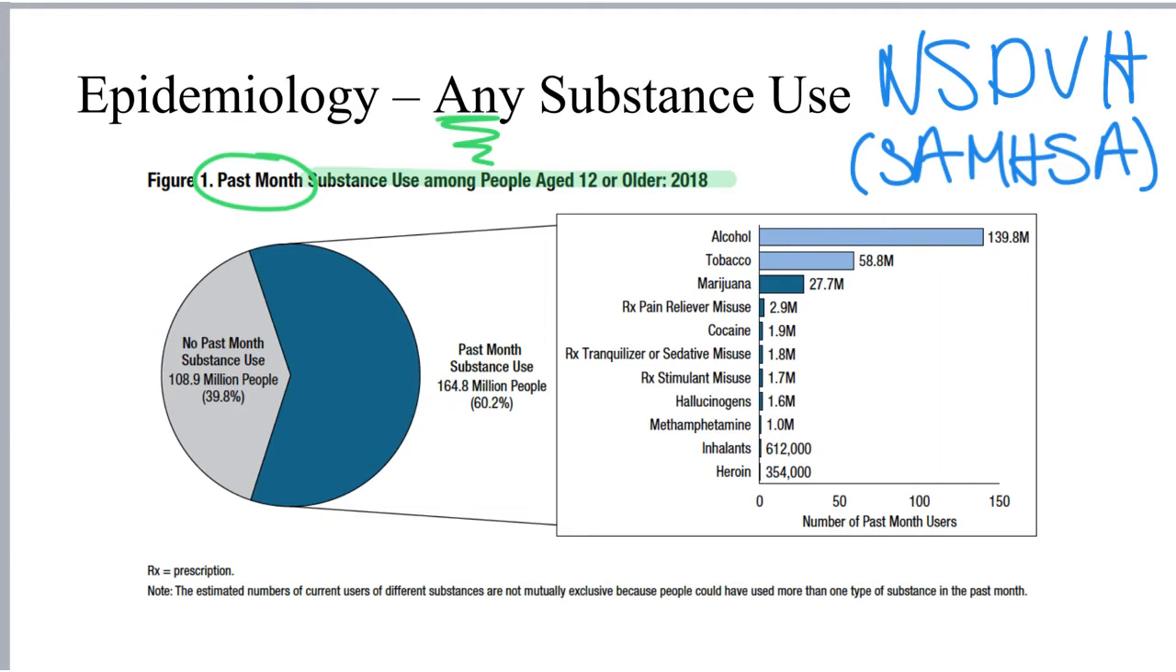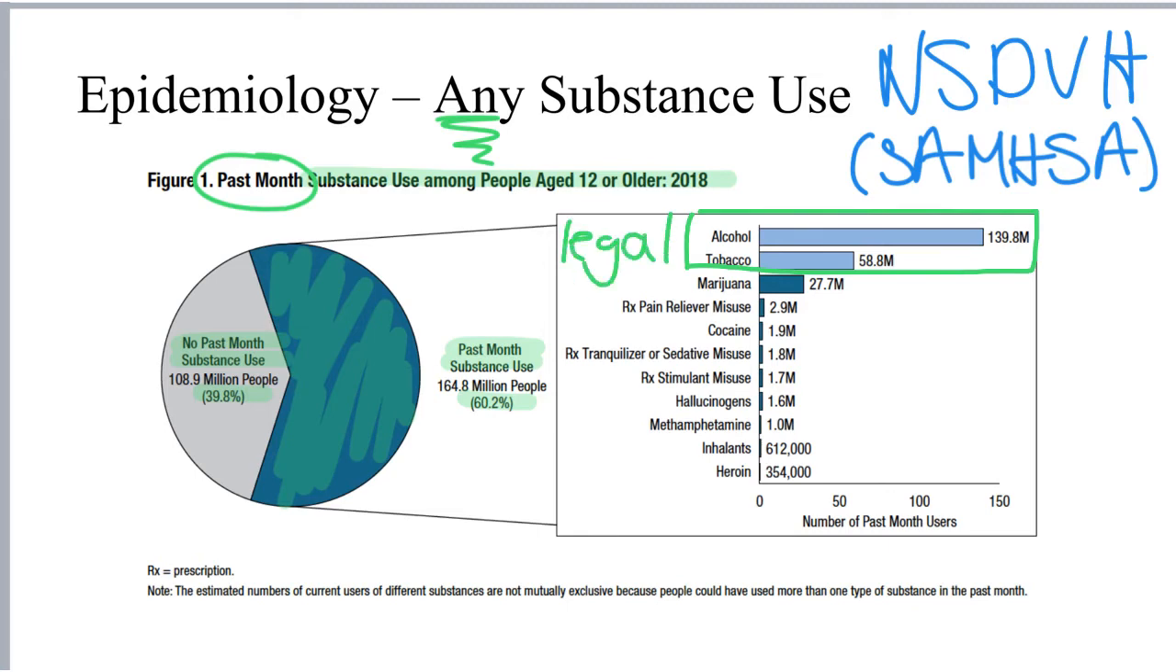So out of the total population surveyed, about 109 million people, or 40%, reported no past month use of any of the substances listed, whereas 60%, or the majority, reported past month use of at least one of the substances listed. What substances are people using? By far and away, the most common substances used are the legal substances, alcohol and tobacco. This is closely followed by the use of marijuana, which in many states is legal either for medical purposes or recreationally. Next comes prescription pain relievers, followed by cocaine, and then several other illicit or illegal substances.